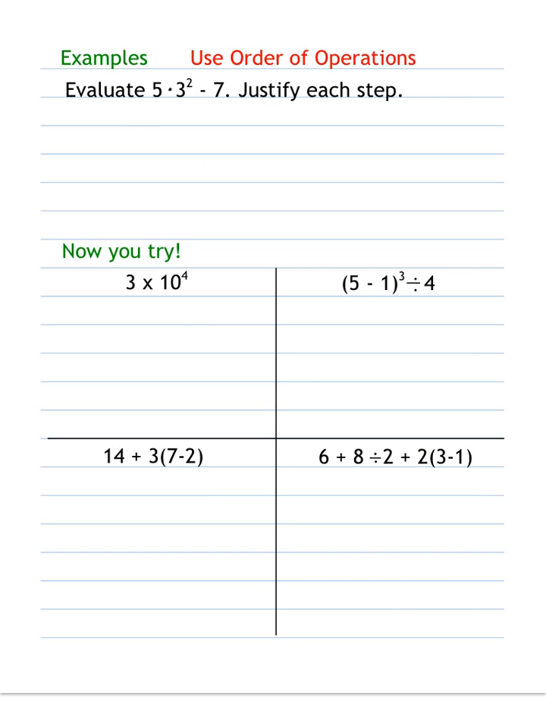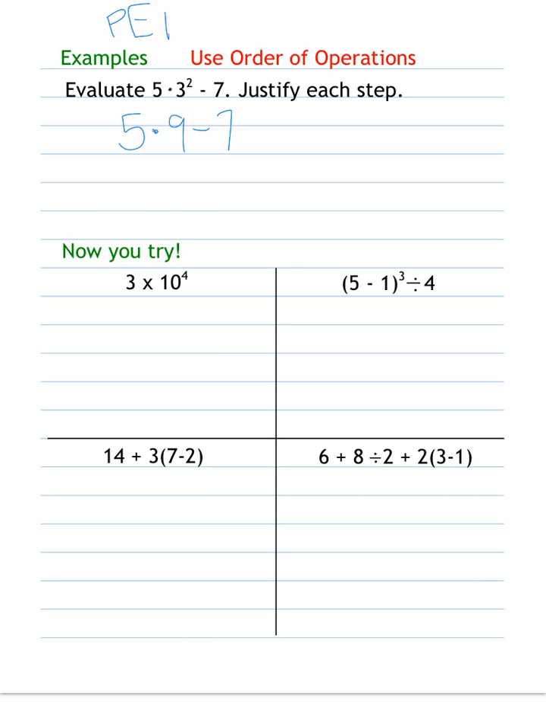Some more here for us to try. This time we have 5 times 3 to the power of 2 minus 7. So our order of operations says we start with parentheses. We do not have any parentheses, so we move on to exponents. Well, 3 to the power of 2, that is saying 3 times 3. 3 times itself 2 times. So 3 times 3 is 9. Carry down the rest of our expression. So 5 now times 9 minus 7.